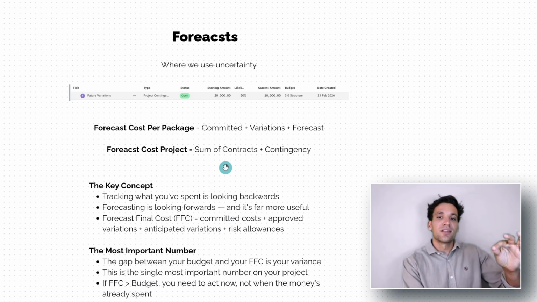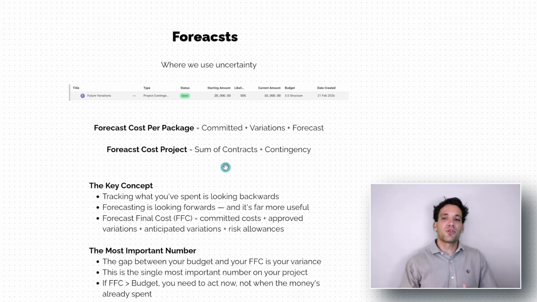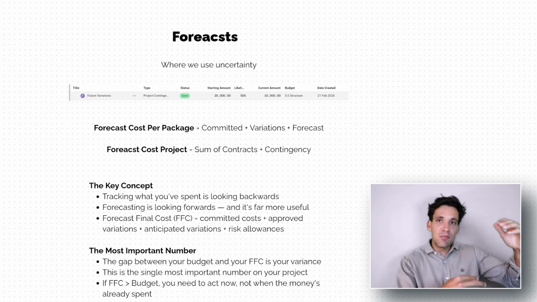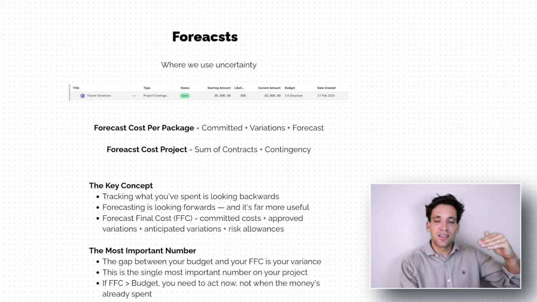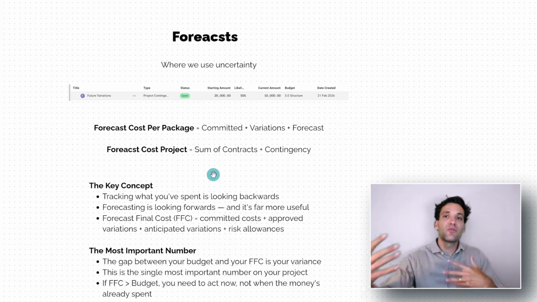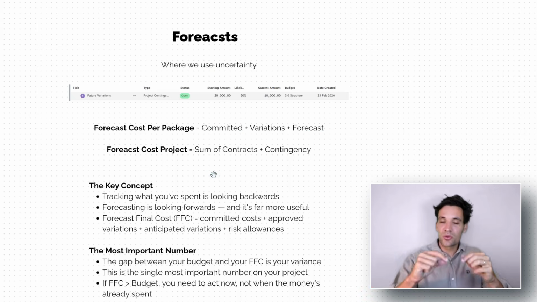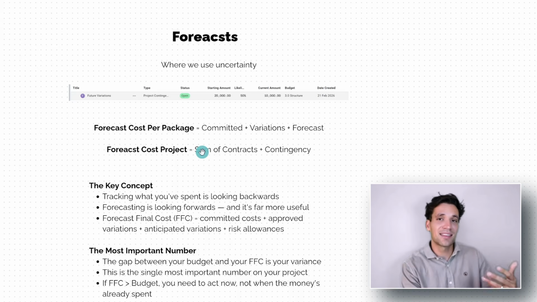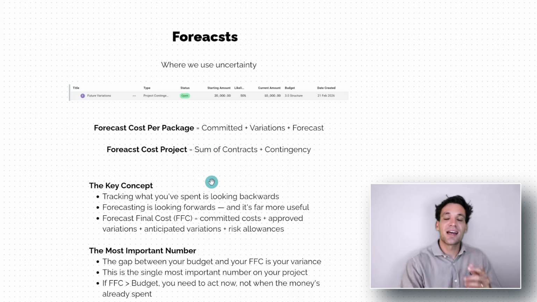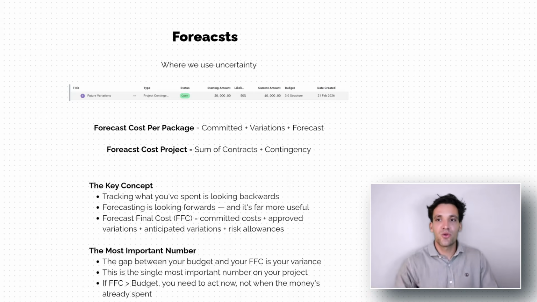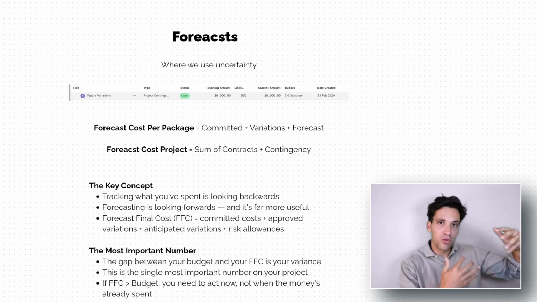And then our forecast for the total project is going to be a combination of the sum of our cost codes plus our contingency. So our cost code should have this forecast amount in it. The sum of all these will have the individual contingency or unallocated spend per package. Then our total project forecast will be the sum of the contracts with the individual forecasts plus our overall contingency.